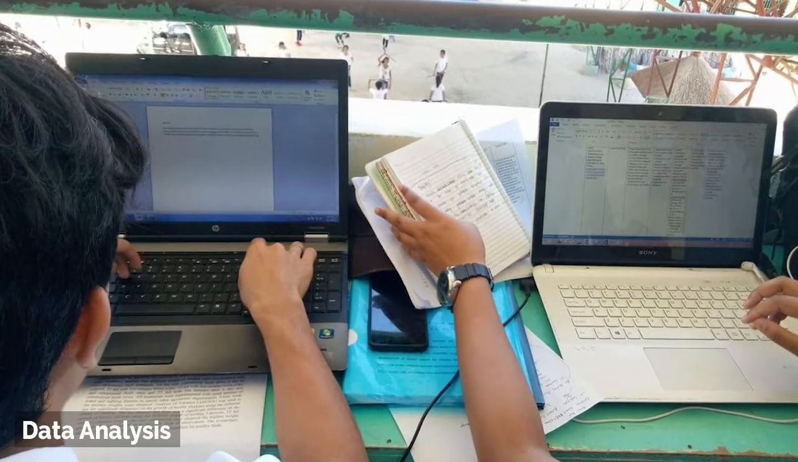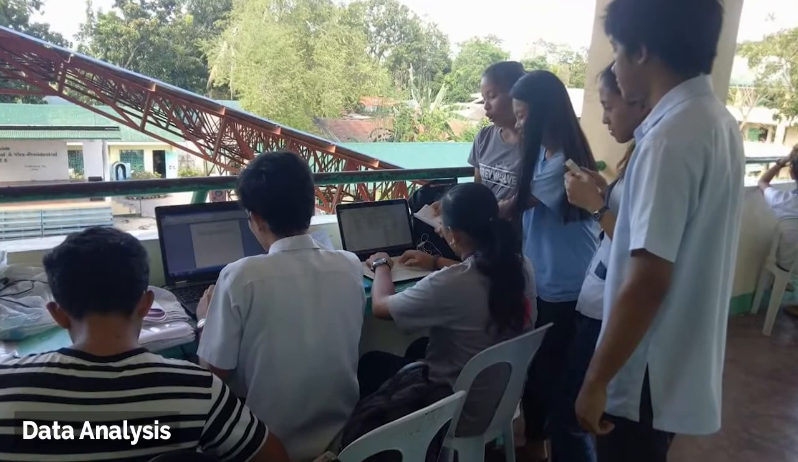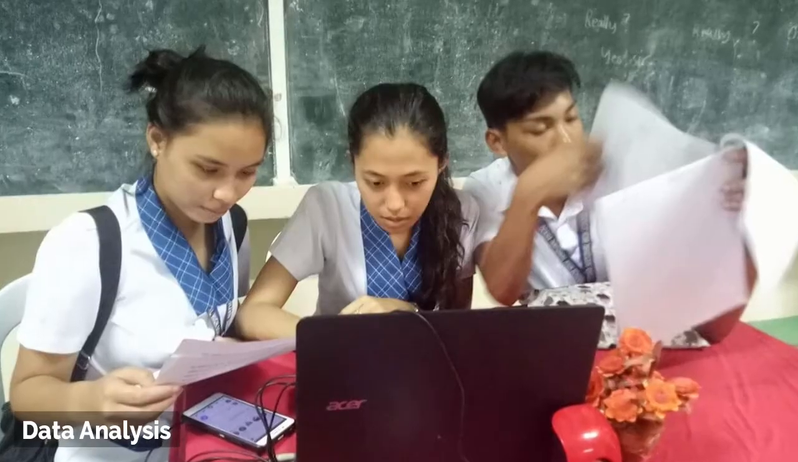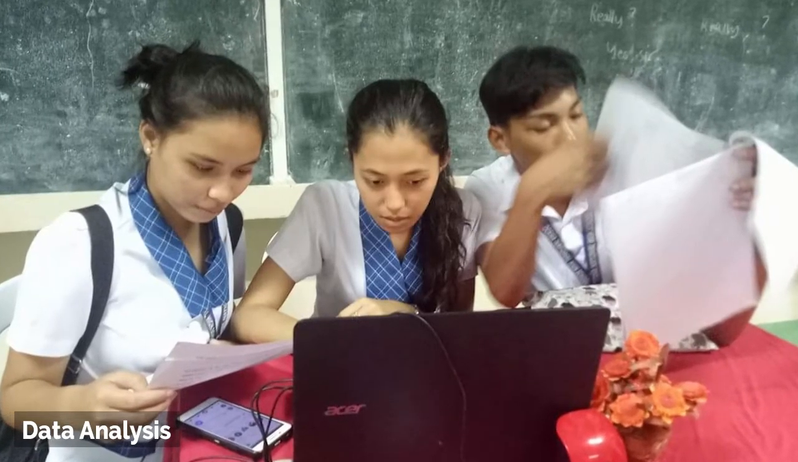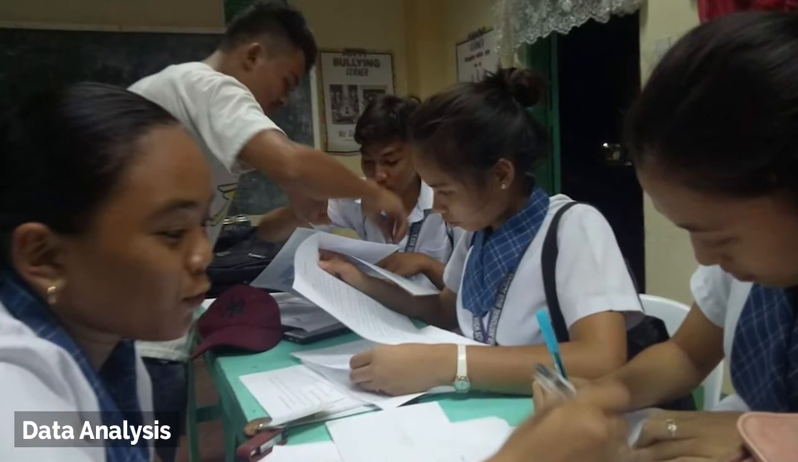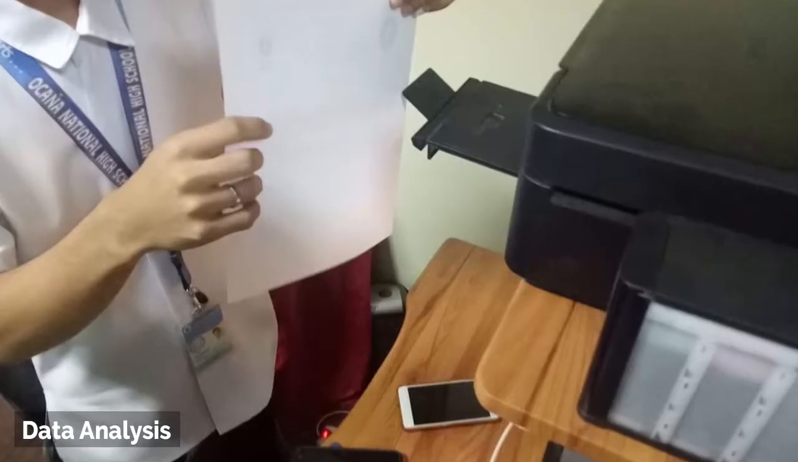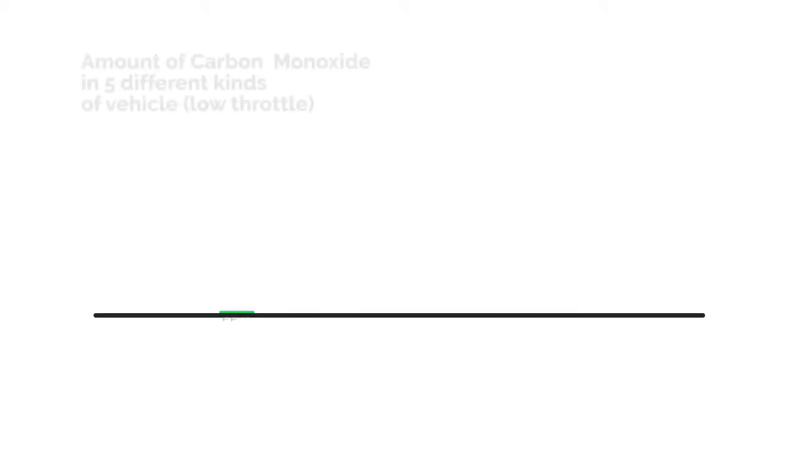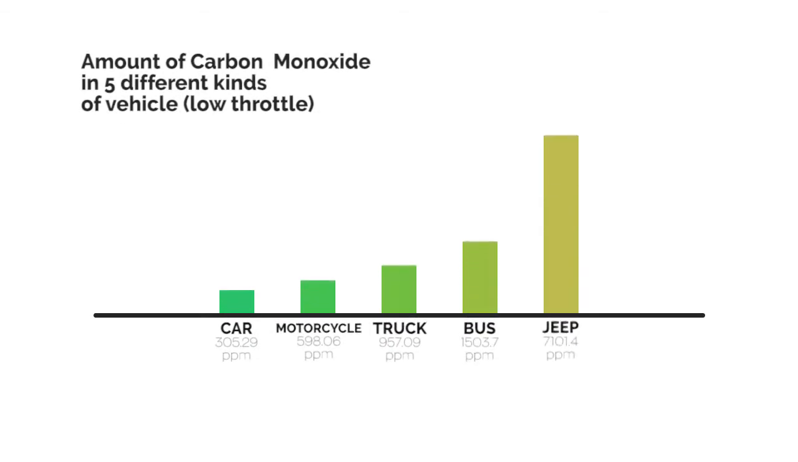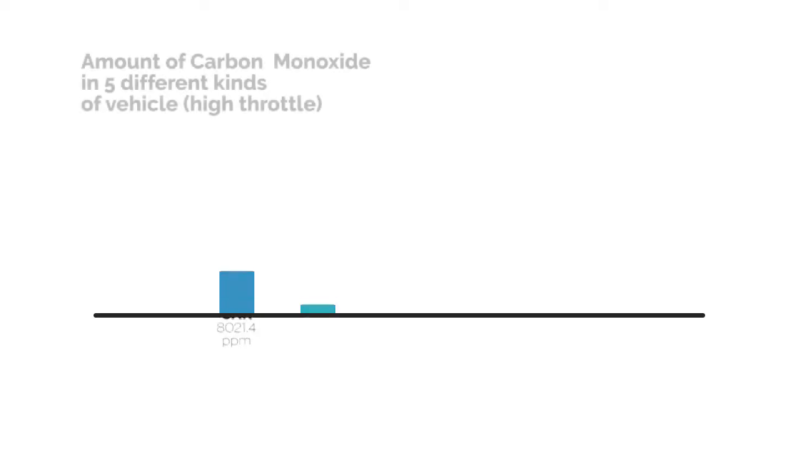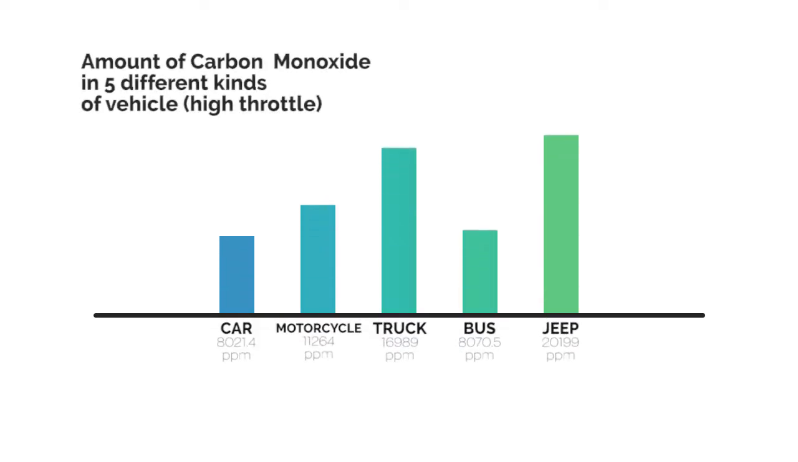The amount of carbon monoxide emitted by 5 different kinds of vehicle was carefully recorded and systematically analyzed using the analysis of variance, ANOVA, paired sample t-test and post hoc test. Based on the analysis, jeepneys emitted the highest amount of carbon monoxide among any other kinds of vehicle, both in high and low throttle.